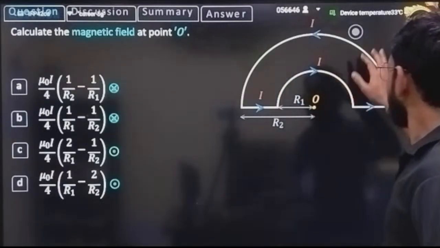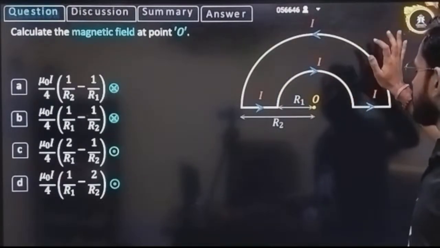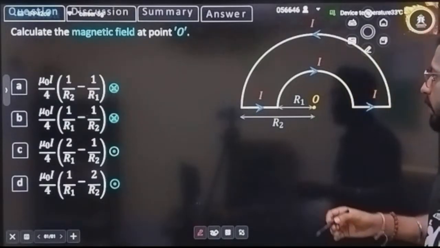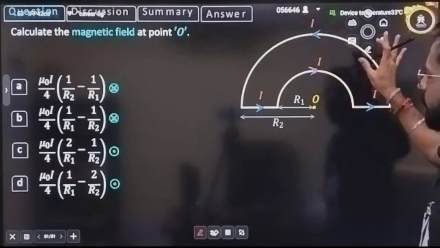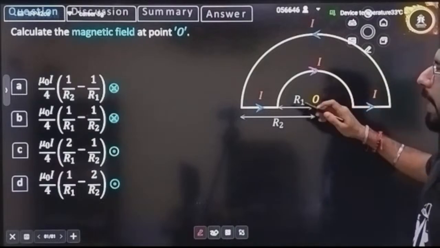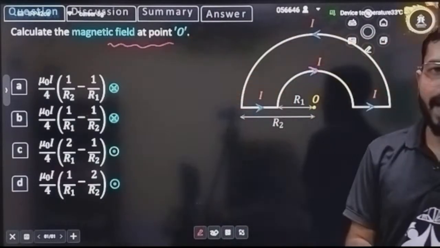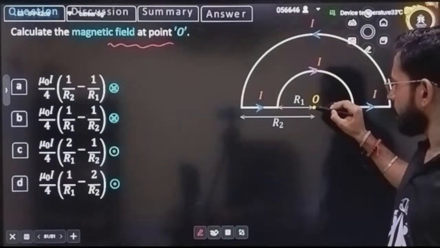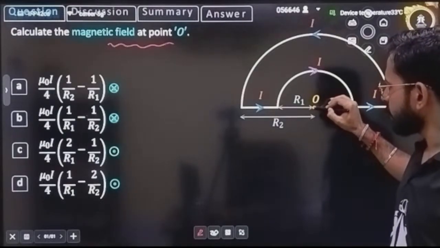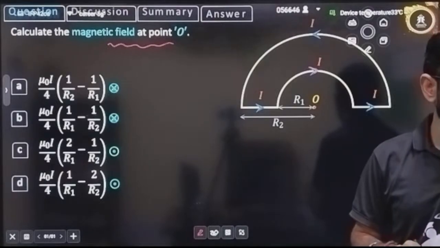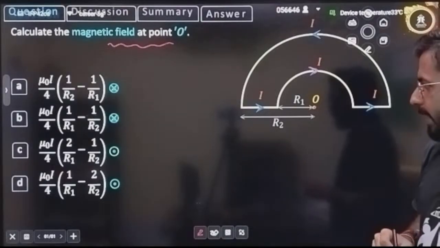Okay. So this is the kind of shape that is given here, and the directions of the current are also mentioned. Firstly, watch this diagram properly. What is the question asking you? The question is asking you, tell me what is the magnetic field at point O. At this point O, what is the direction of the magnetic field? Correct. How will you calculate, students?